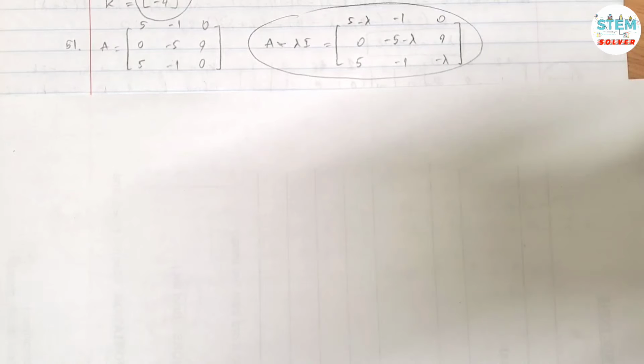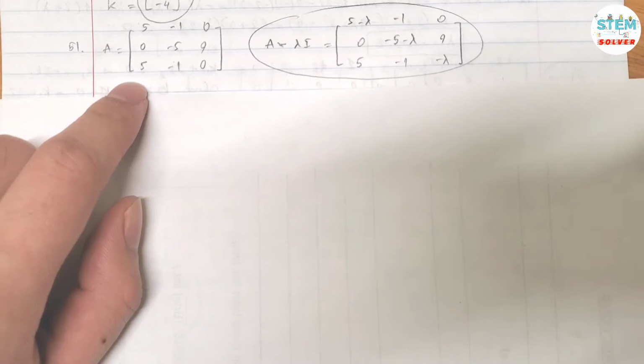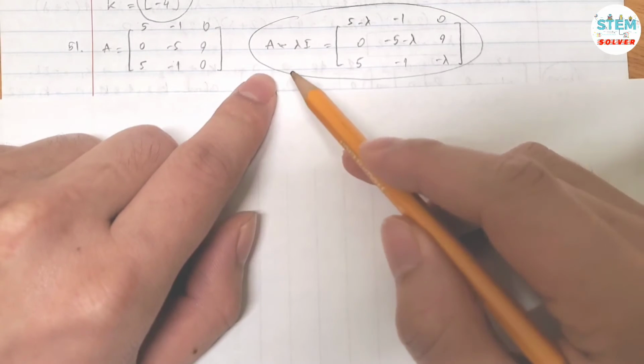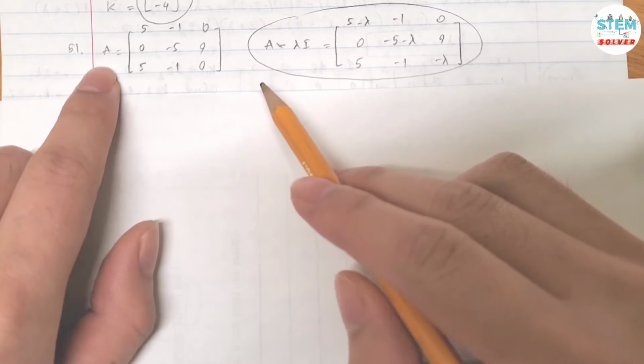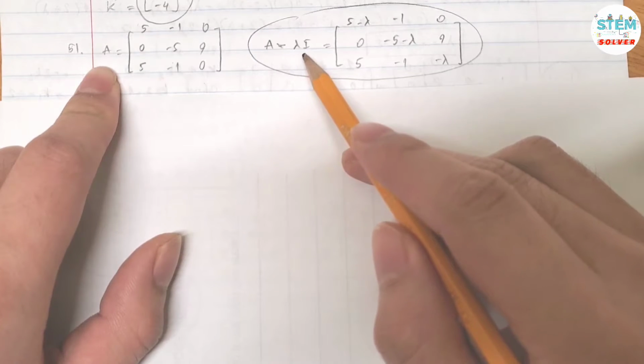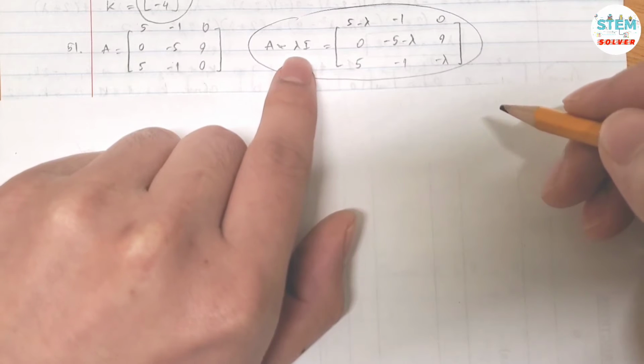Find the eigenvalues and eigenvectors for matrix A. So here's the matrix A, and you are asked to find eigenvalues and eigenvectors for it. First of all, you need to find A minus lambda I. Basically you take matrix A minus lambda times the identity matrix I.